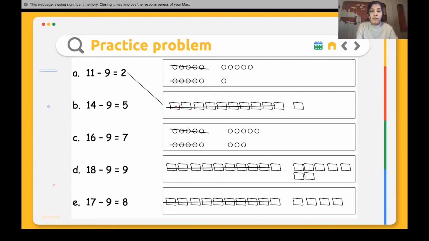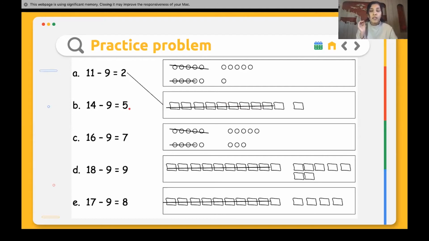So it is 11 minus 9 equals 2. And you see how we have 2 that are not crossed out. They weren't subtracted. Okay, now let's look at 14 minus 9 equals 5.